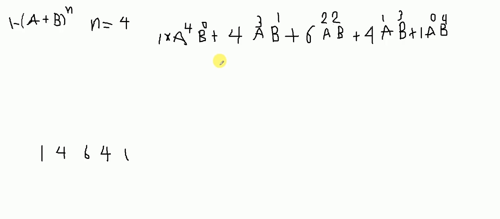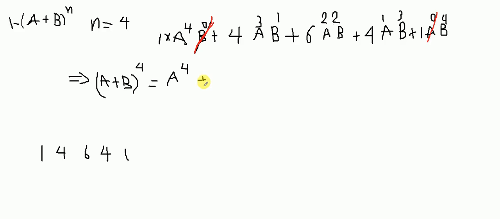From left to right, the power of a decreases and the power of b increases. Now, any term with a power of 0 equals 1, so we remove it and replace it by 1. Let us rewrite the equation. 1, neglect 1, equals a to the power 4.